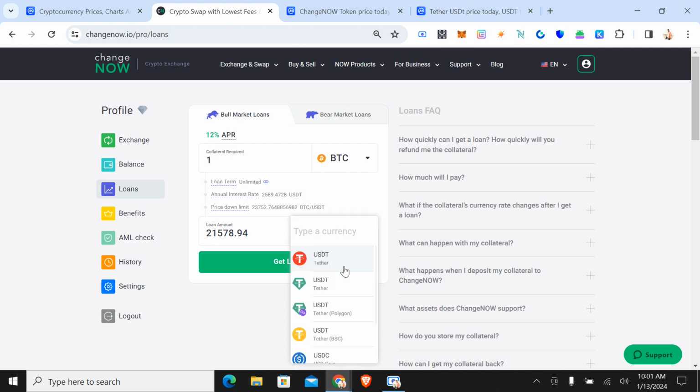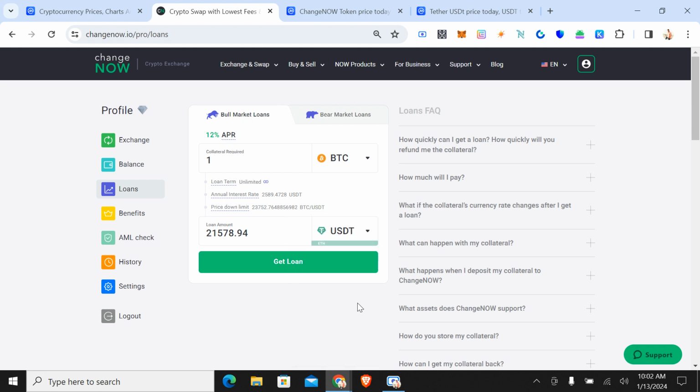So there are multiple options for getting this loan. There is USDT Tether on the Tron network, then USDT on the Ethereum network, Polygon, Binance Smart Chain, and you have USDC coin, then TrueUSD and TrueUSD on Tron. So you select whichever is comfortable for you. I will select USDT on the Ethereum network, as you can see it's written ETH.